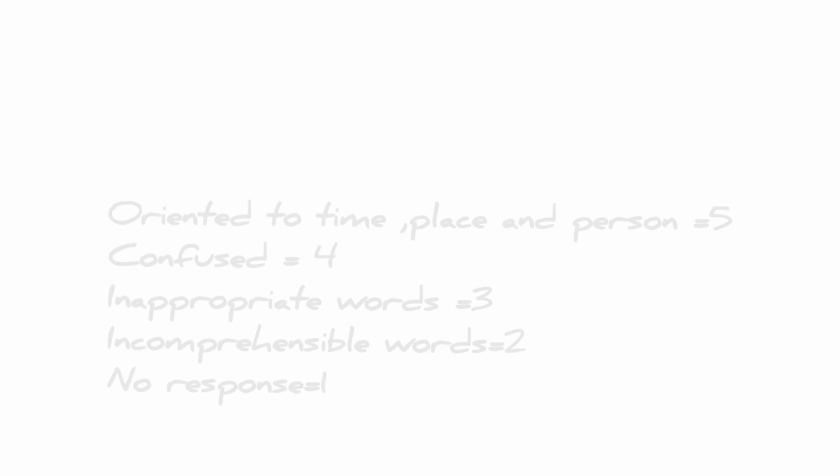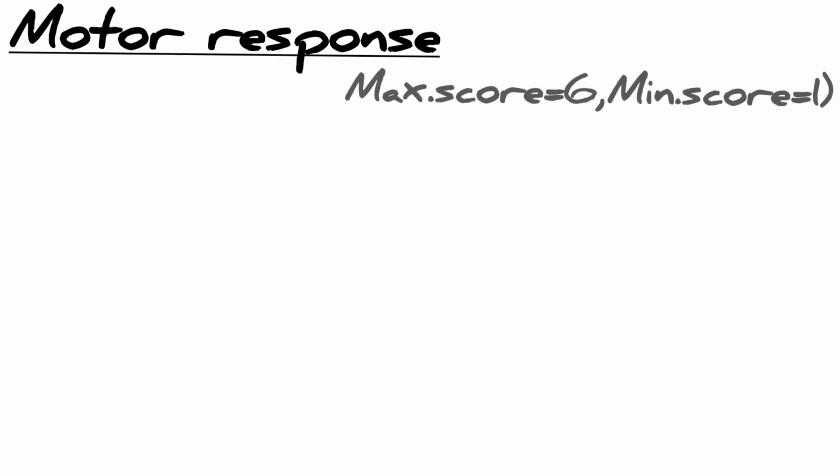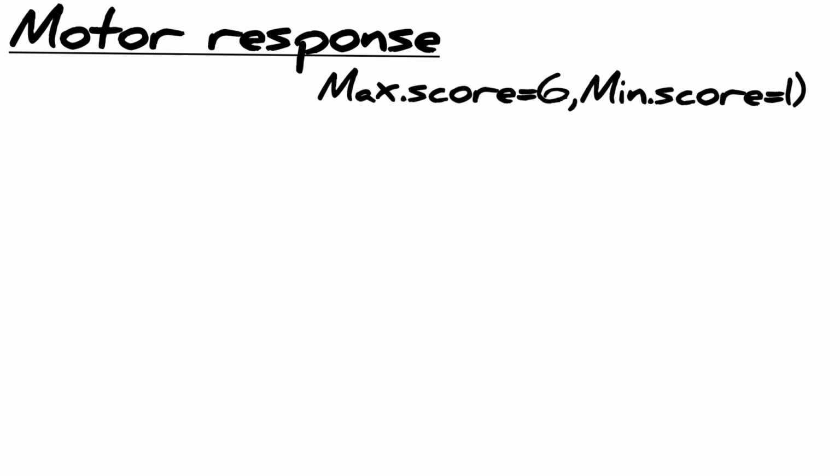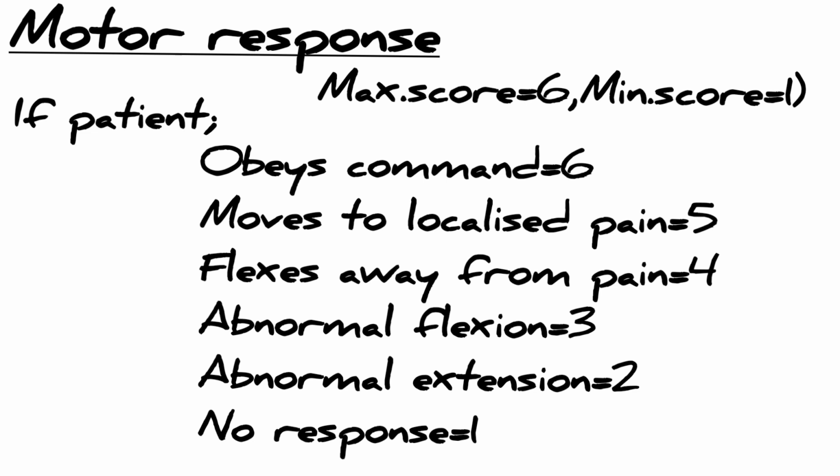Now let's move to the motor response. The motor response has a total of 6, the highest being 6 and the lowest 1. So in case someone obeys commands, anything you tell them, lift up your hand, and they lift it up, you give them a total of 6. Then in case you inflict pain on his body and he moves to localize the pain, trying to touch the area on which you inflicted pain, you give them a total of 5.